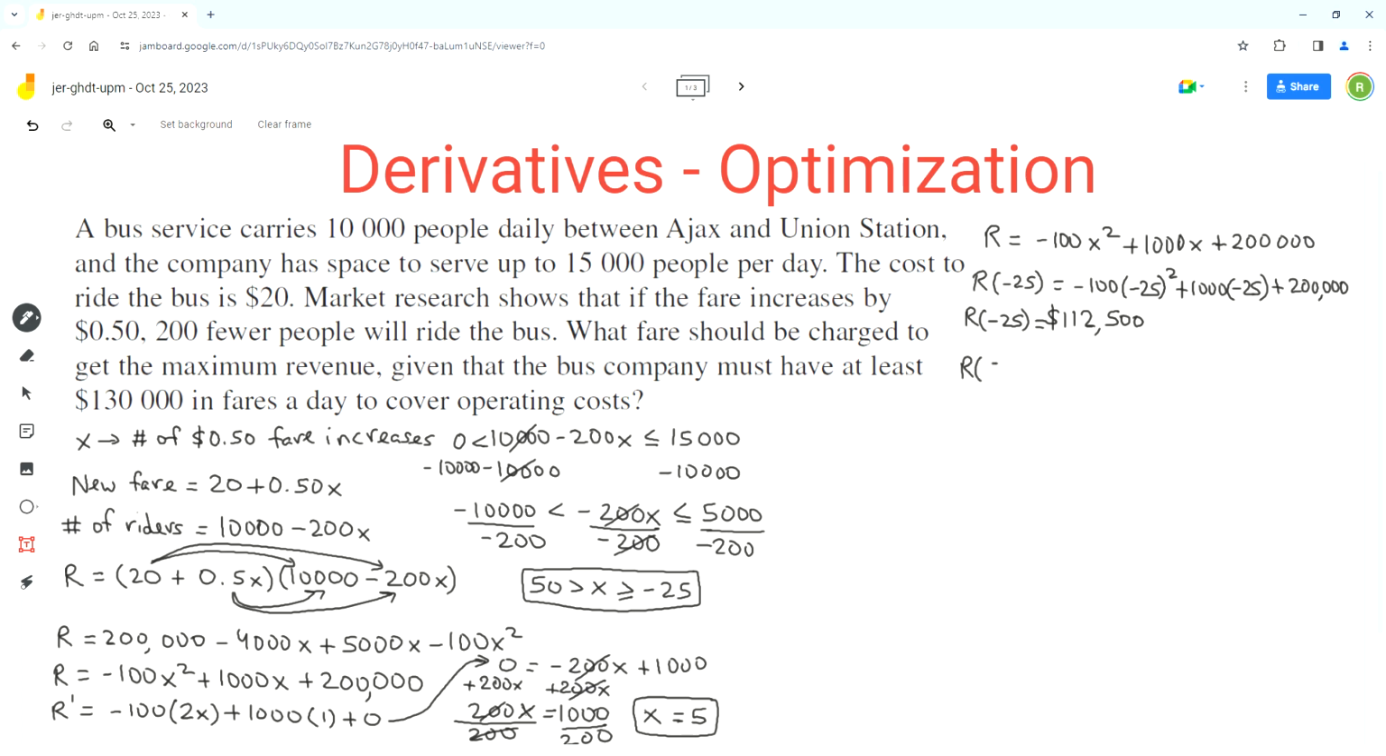Next we'll sub in x is 5, so we'll get negative 100 times 5 squared plus 1000 times 5 plus 200,000. So now I can use the calculator to evaluate this expression. Negative 100 times 5 squared plus 1000 times 5 plus 200,000. So I got $202,500.